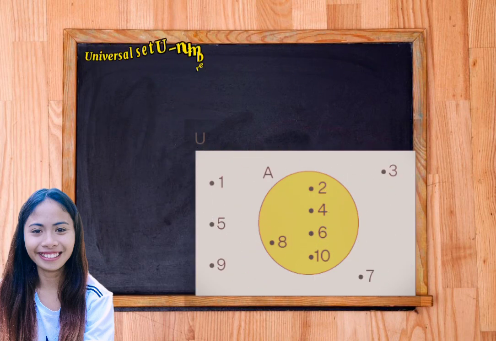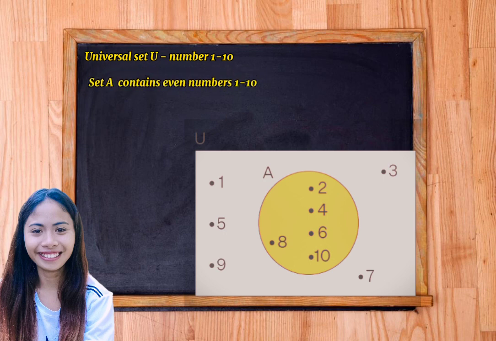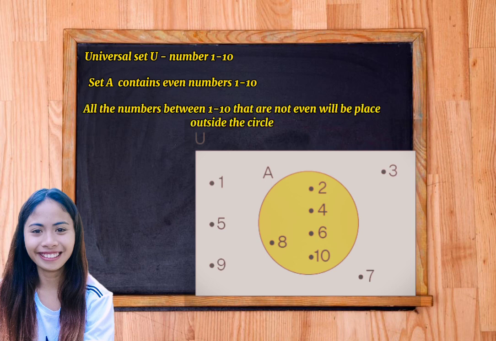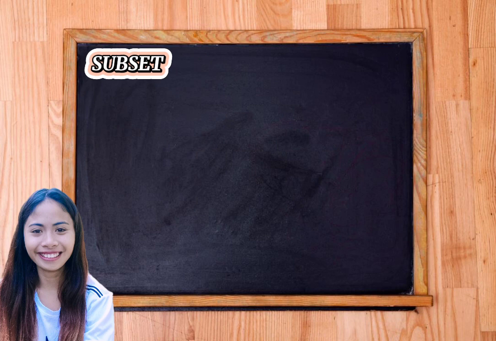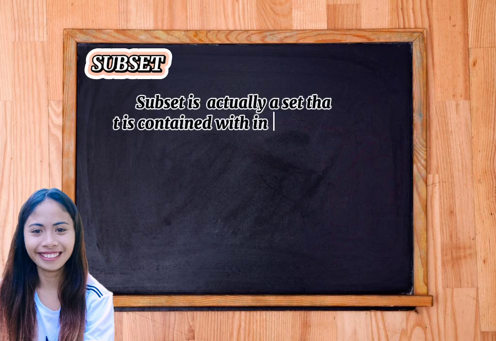Consider the given image. U is the universal set with all the numbers 1 to 10 enclosed within the rectangle. A is a set of even numbers from 1 to 10, which is a subset of the universal set U, and it is placed inside the rectangle. All the numbers between 1 to 10 that are not even will be placed outside the circle and within the rectangle as shown.